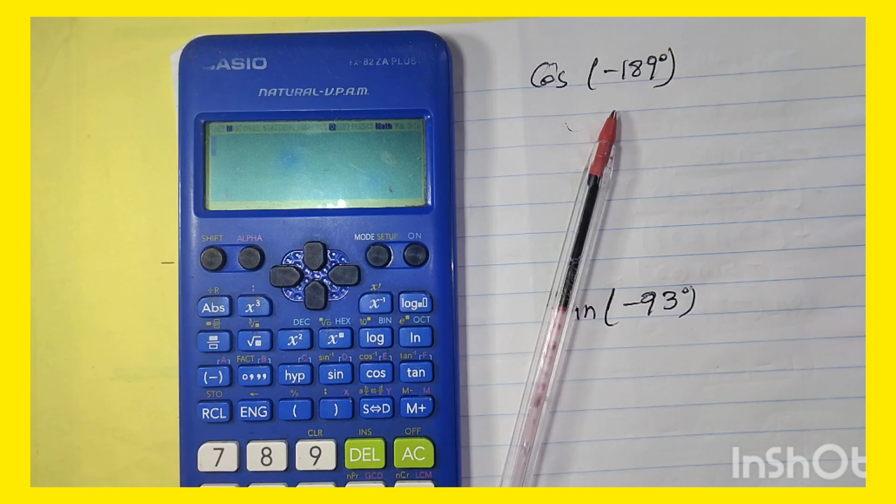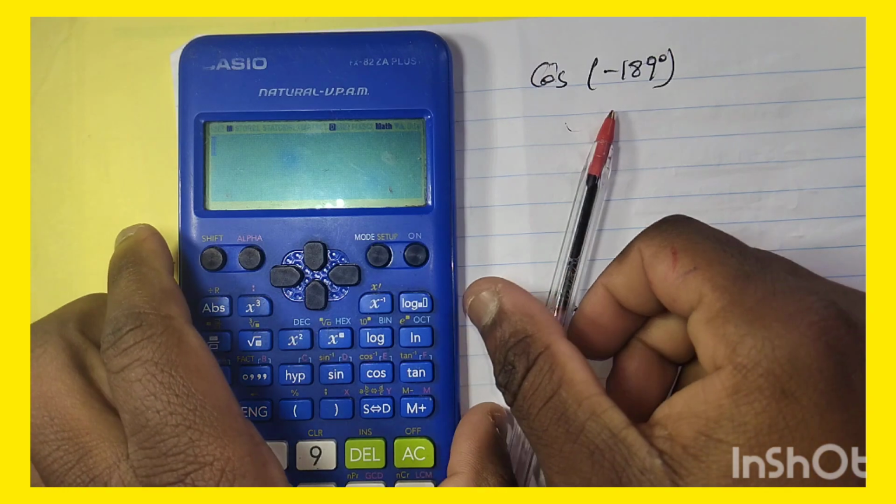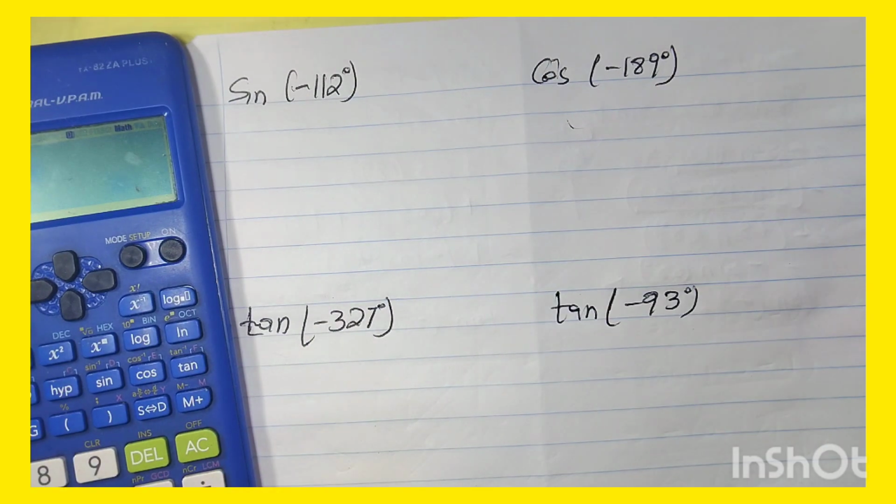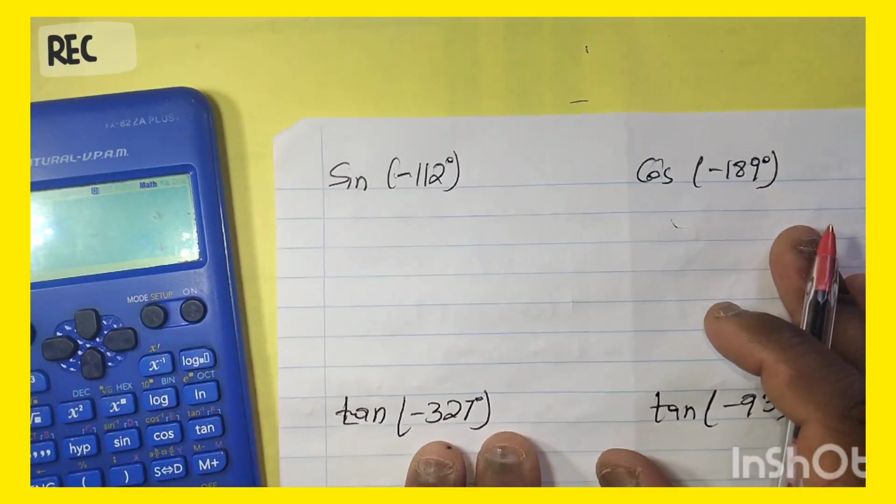So in this lesson, I'll be reducing negative angles. Most learners feel like negative angles are so difficult, and I do understand, negative angles are difficult. Anyway, let me just solve this question.